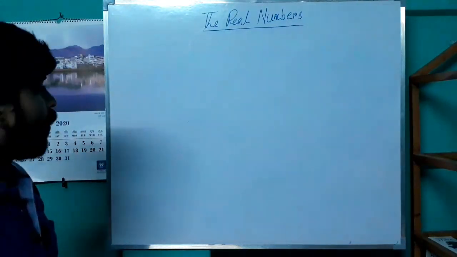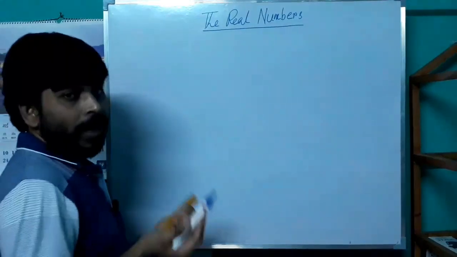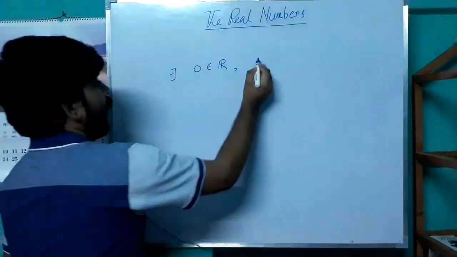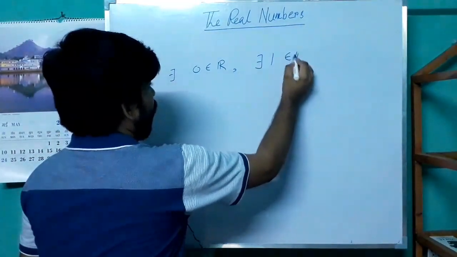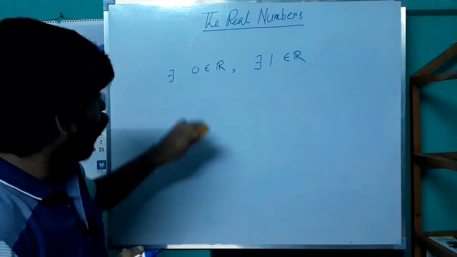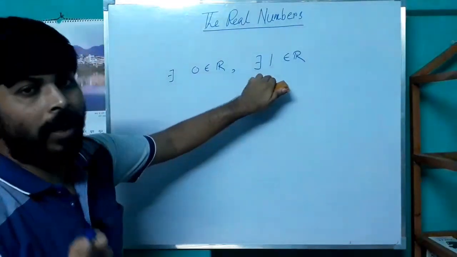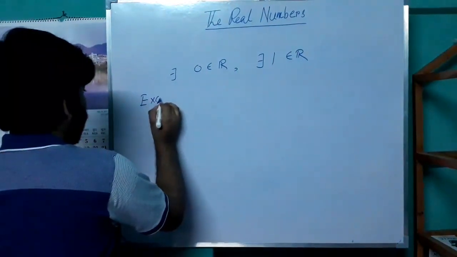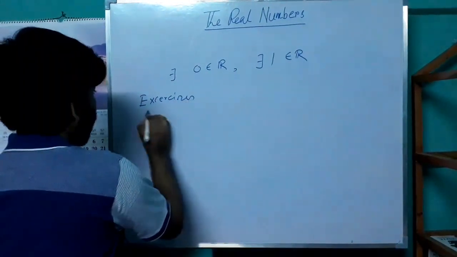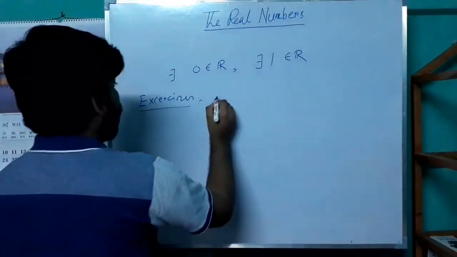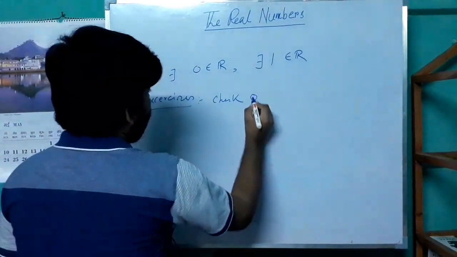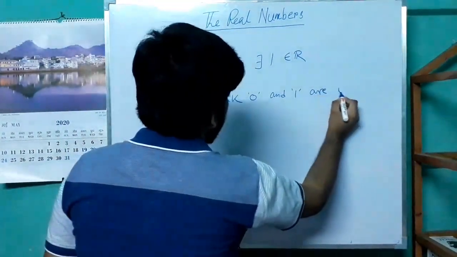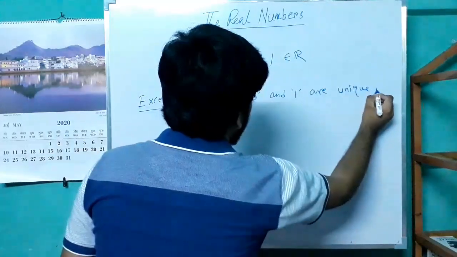So we have seen that by the field axioms, there exists a 0 element in R and there exists a unit element in R. So the natural question is whether those 2 elements 0 and 1 are unique or not. So this is the exercise: check that 0 and 1 are unique in R.